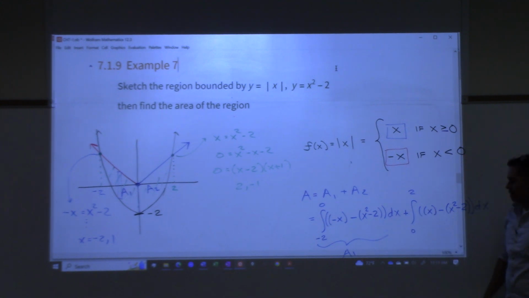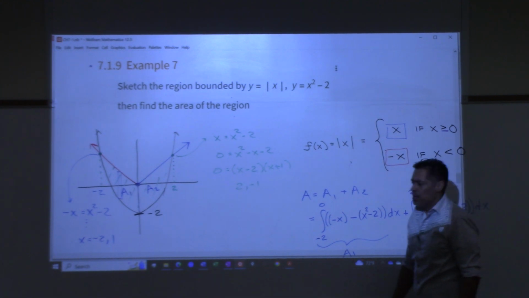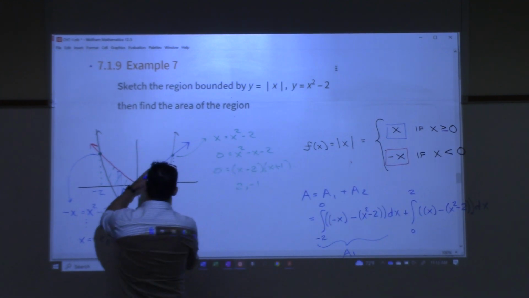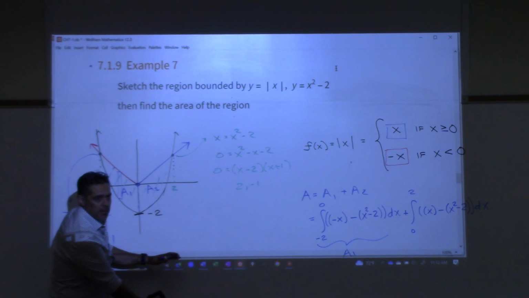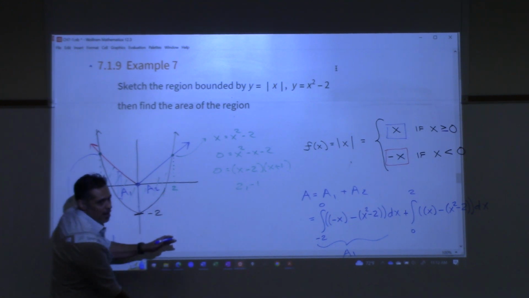It should be easy to find the antiderivative and plug in. No matter which side you're on, the bounds are negative 2 and 2, and you still do the top versus the bottom, no matter what. Yeah, always top versus bottom. Even if both of these graphs were way down here, the top would be the one on top, and the bottom would be the one on the bottom.